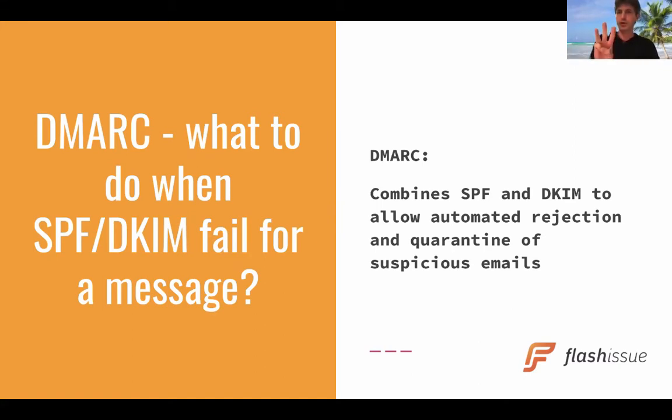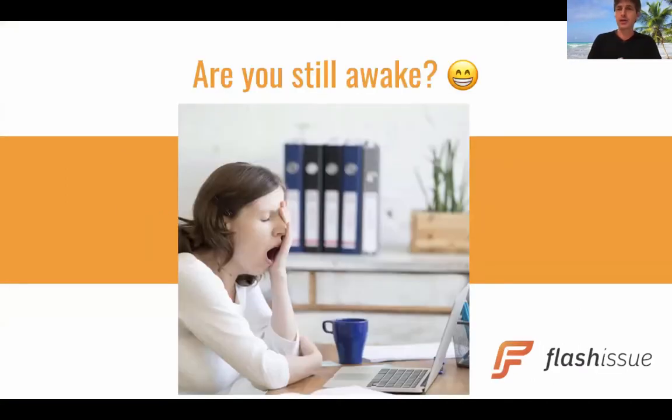So we have 3 levels of checks: SPF, DKIM, and DMARC. You don't have to be an expert to understand it, and you probably never have to deal with it yourself. But I wanted to explain this because of what it means for Flashissue and other email services. And I hope everyone is still awake. I know it's a bit boring and a bit technical, but trust me, there's a reason we're talking about this.